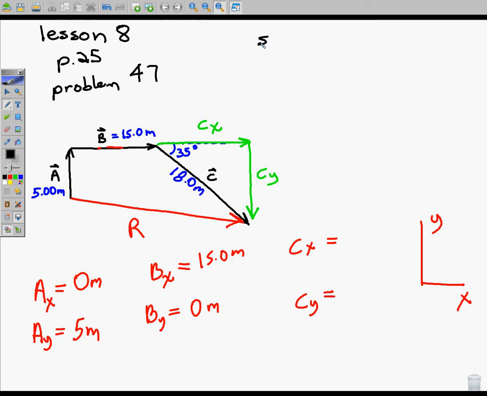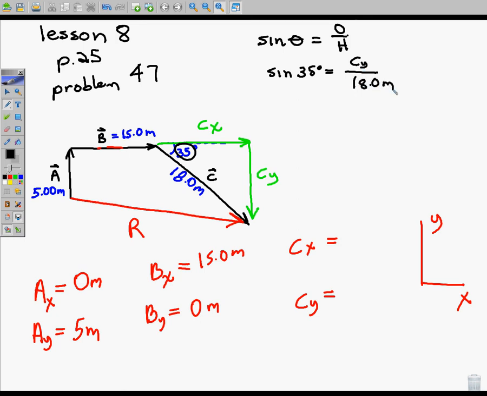What's the rule for sine? Sine of an angle in general is equal to what over what in a right triangle? Opposite over hypotenuse. So in this case, we have that 35 right here. So the sine of 35 degrees is going to equal the opposite side. Well, what's opposite of the 35, Sammy? Here's the 35. Cy, exactly. And what's the hypotenuse? 18 meters.